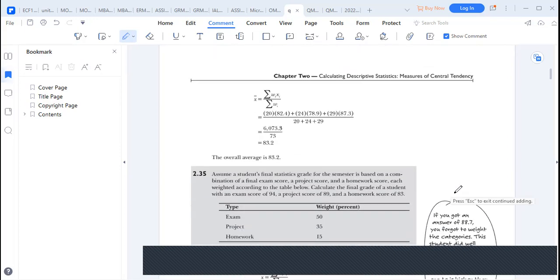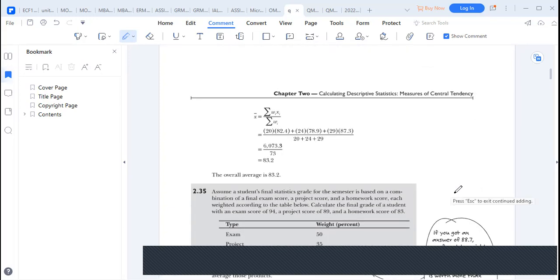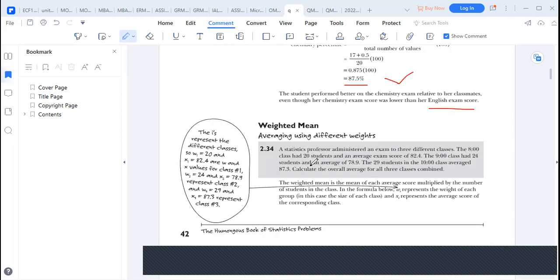So we are going to simply compute the averages: the number times the average score they got. So 20 who got a 2.4, 24 who got 78.9, and the 29 who got a 7.3. Then you count the number of students, 20 plus 24 plus 29. By multiplying there on top and dividing, the average score was 83.2.